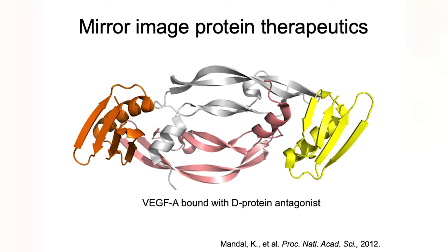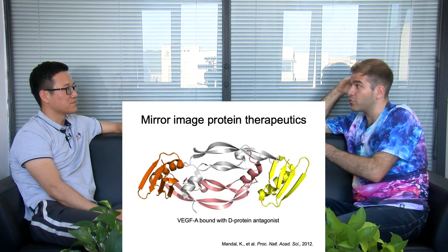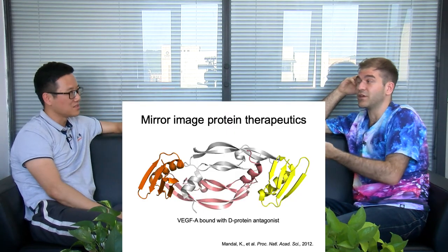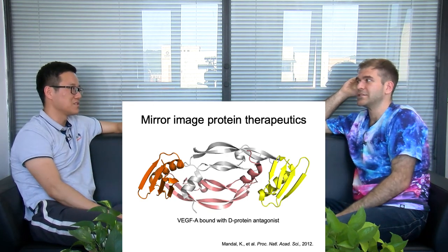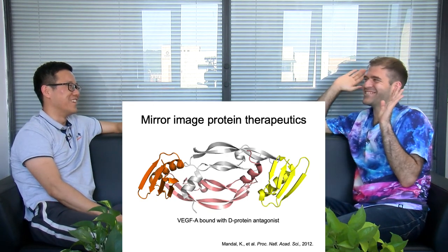Another direction people are doing is trying to make mirror image protein therapeutics, which is totally unnatural. The human body never saw that. We're trying to make a protein the human body has never seen, and use it as a therapeutic. They might just go into the body and do the thing without causing anything, but we have to make sure it does the thing.